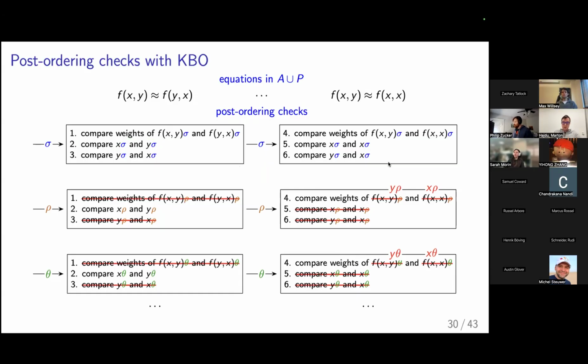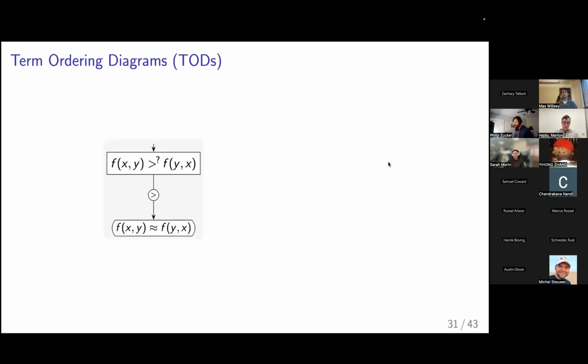So as you can see, there are many things that we can skip, but how do we actually do this? For this we invented these so-called term ordering diagrams. And this is a term ordering diagram corresponding to the first post-ordering check with the first equation. It can be evaluated as follows with the given substitution. So we have a substitution. We start here because this is the entry point with this incoming edge.